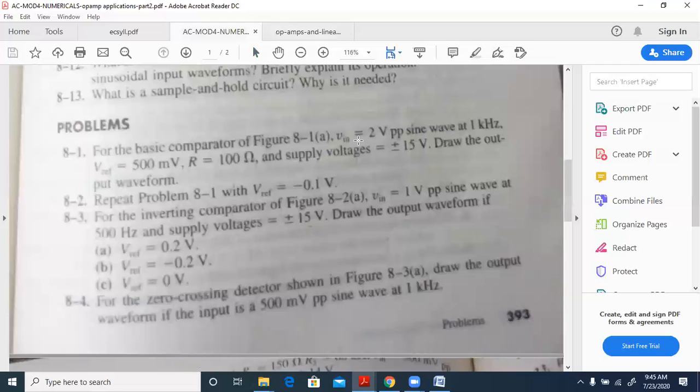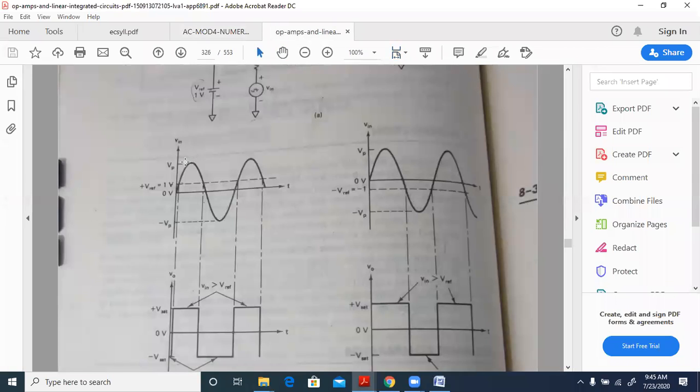Here, Vin is 2 volts peak to peak, so V maximum will be half of that. Peak to peak value will be twice the V maximum. V maximum will be 1 volt. Reference will be 500 millivolts. So in place of 4 volts here, this will be 2 volts, and the V reference value should be 500 millivolts, that is 0.5 volts, which will be exactly in the middle.